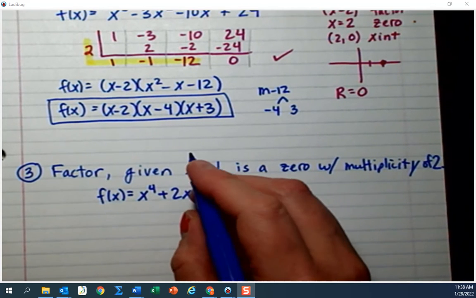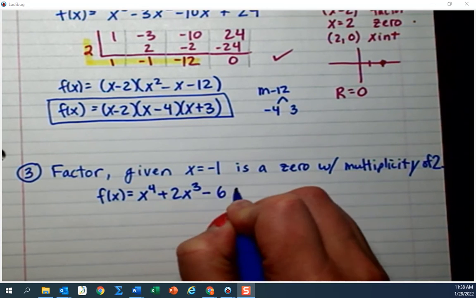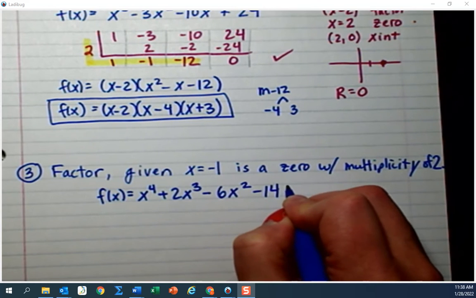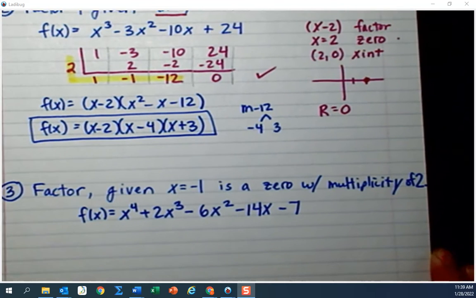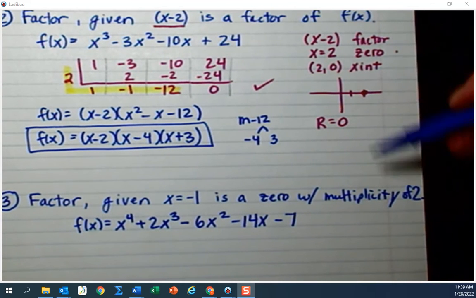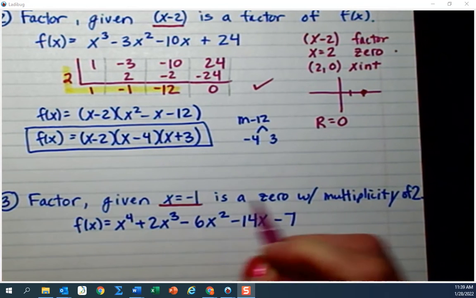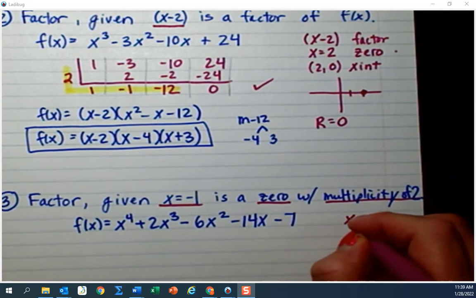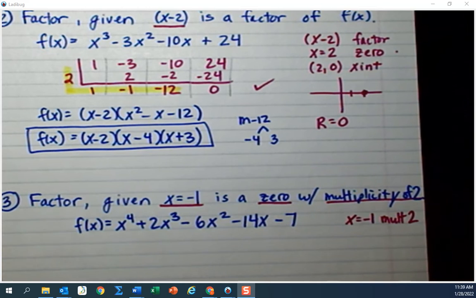So x to the 4th plus 2x cubed minus 6x squared minus 14x minus 7. Okay, and just like I did before I started the problem, I'm going to write down what I know about what the problem told me. So I have this is a 0, multiplicity of 2.